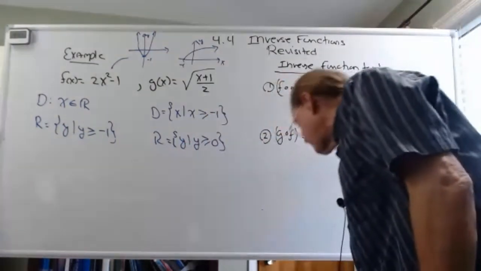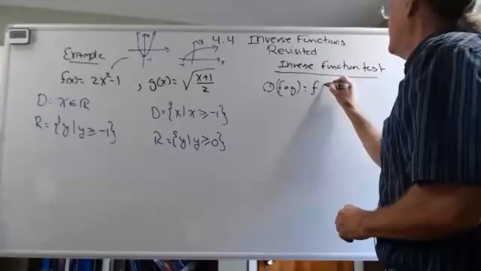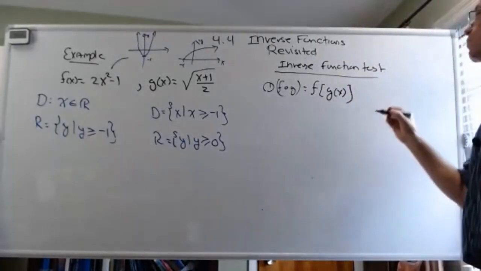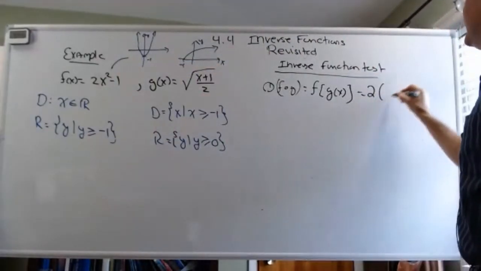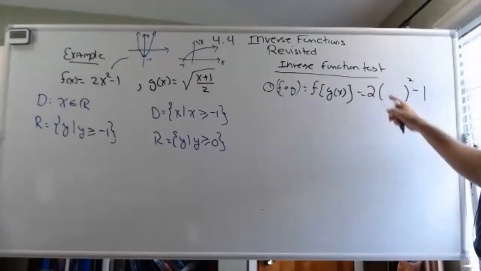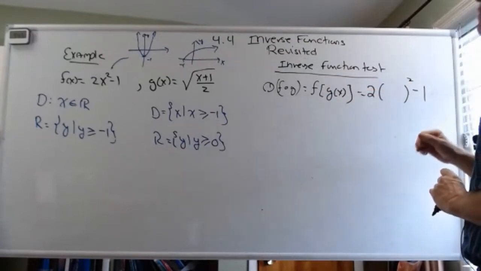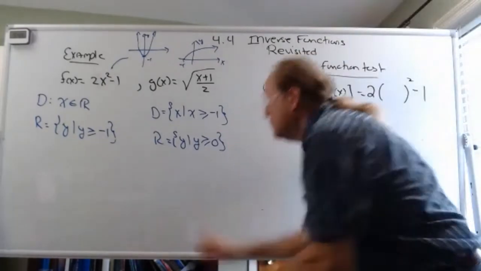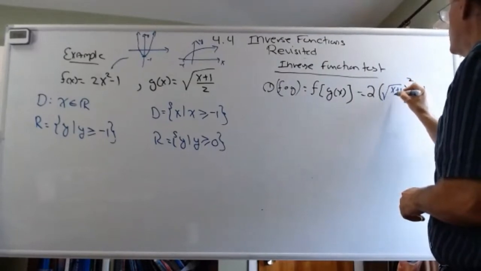Remember, what is it? It's f composed with g. This is equal to f of g of x. I should have been practicing this on the homework. So what is my function f? I look at my outer function, and that is 2 times the input squared minus 1. Okay, that's what my function f looks like. F of blank is 2 times blank squared minus 1. But what is my input? Well, my input now is my function g of x, which is the square root of x plus 1 over 2.